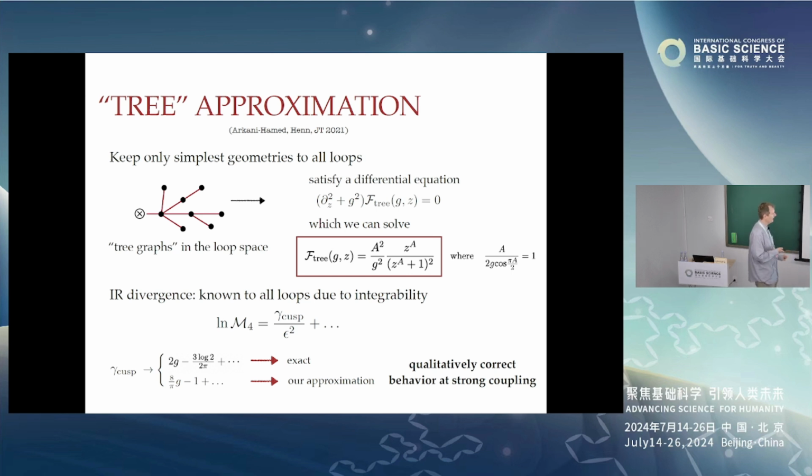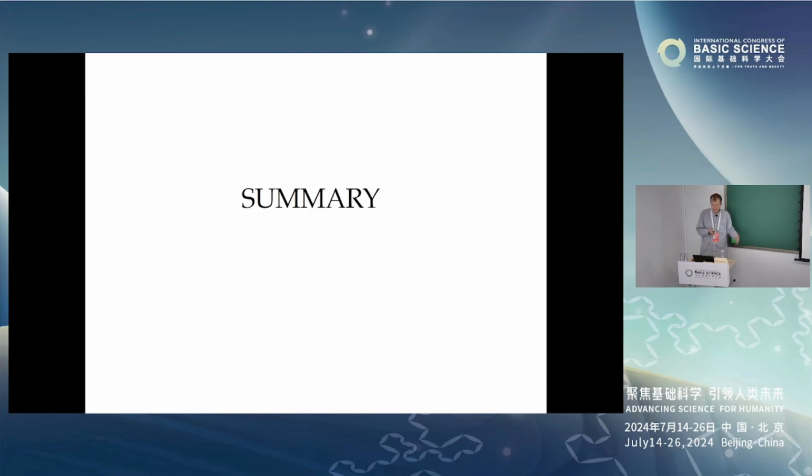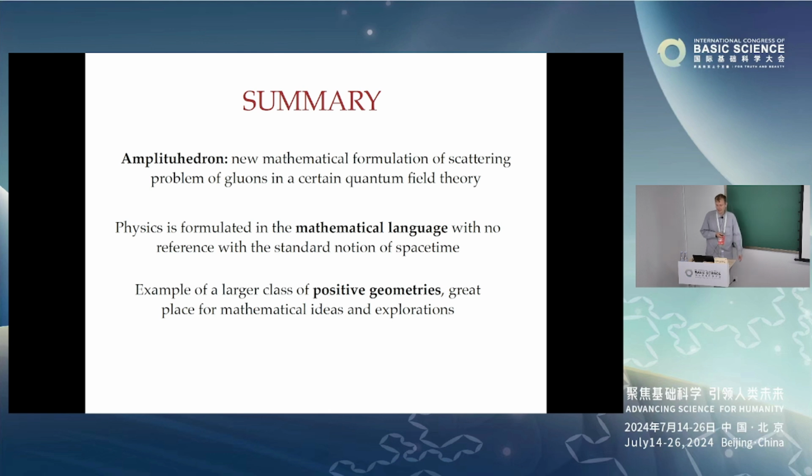And it gave a surprisingly good approximation to something called gamma cusp. It's the leading IR divergence in the amplitude. In this theory, it's known from integrability to all loop orders. And we got a surprisingly good result at strong coupling, which is something you wouldn't expect with an arbitrary approximation, resumming to get anything relevant. So instead of some coefficient 2 at strong coupling, we get 8 over pi, which is close to 2. So this seems like a good approximation. It's not the full answer yet. Okay, so let me go to the summary.